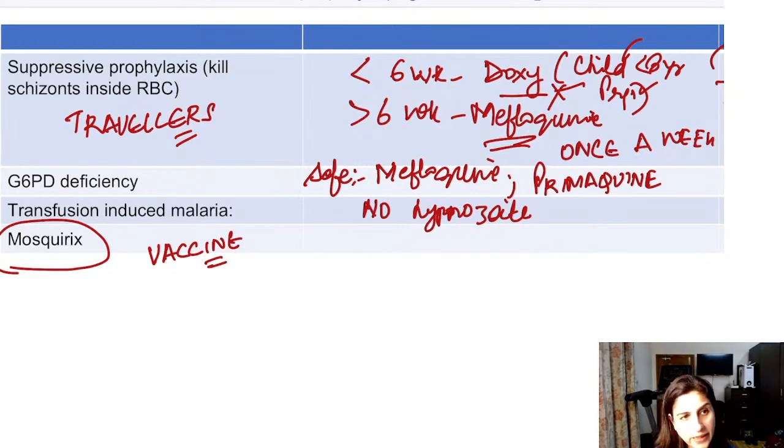So this anti-malarial vaccine is approved for children, basically 6 weeks to 17 months. It is given in children. Yes, vaccine at 6 weeks to 17 months. And what it does is it produces antibodies against these parasites.